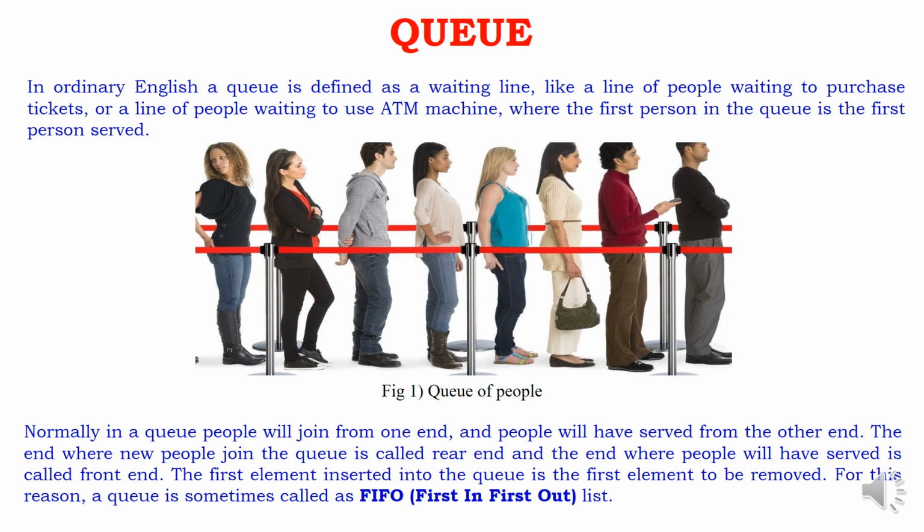Normally, in a queue, people join from one end and are served from the other end. The end where new people join the queue is called the rear end, and the end where people are served is called the front end. The first element inserted into the queue is the first element to be removed. For this reason, a queue is sometimes called a FIFO list, first in, first out list.